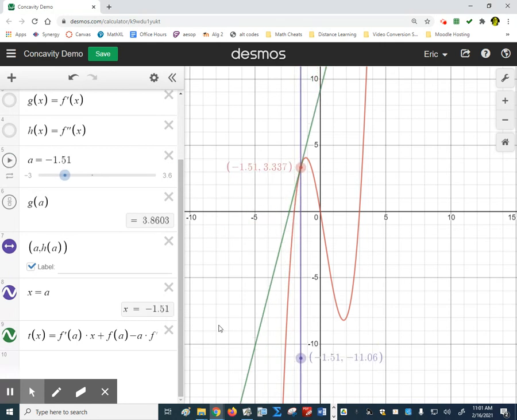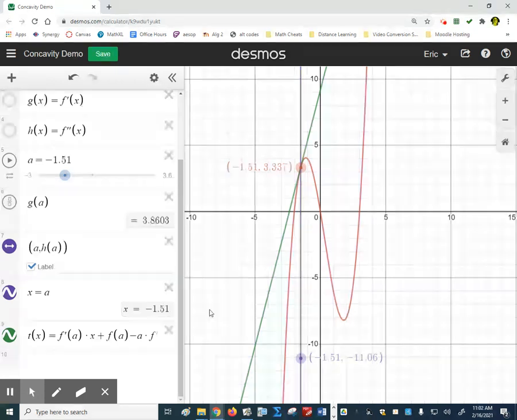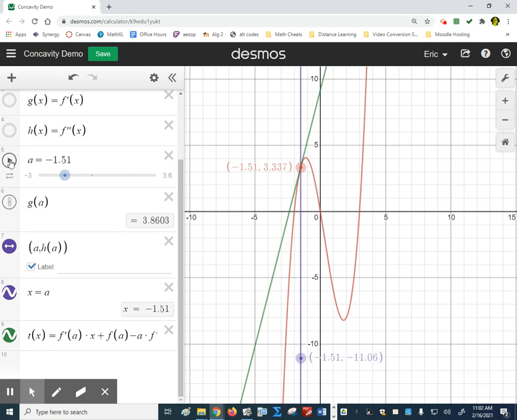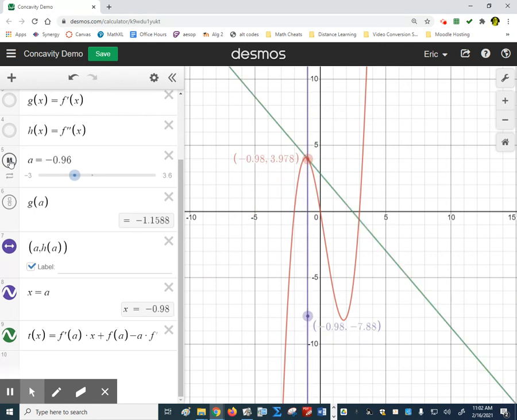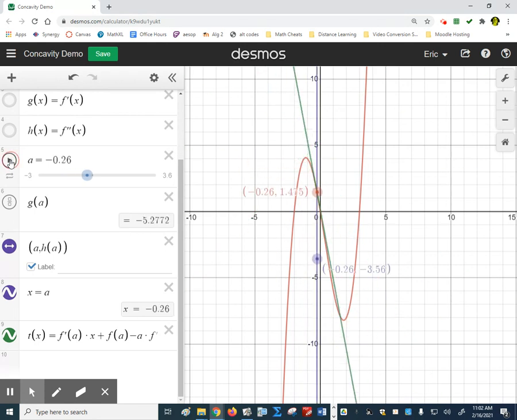Look what's happening. The value of the second derivative is getting less negative, but it's still negative. Look where that green tangent line is relative to the red function. The second derivative you can see is still negative, right? The y coordinate of that purple ordered pair is the value of the second derivative.